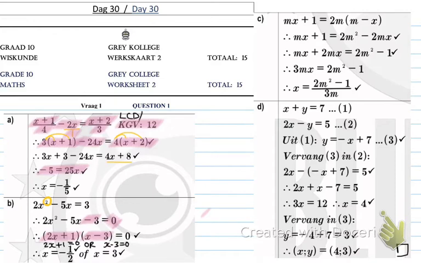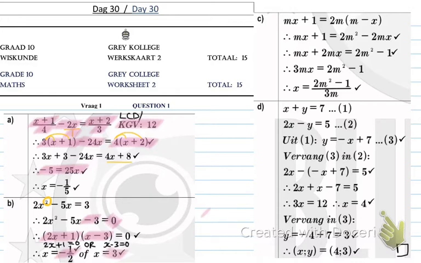Then I set each bracket equal to 0 separately. 2x plus 1 is equal to 0 or x minus 3 is equal to 0. Then I take over the 1, it becomes negative 1 over 2. And I take over the 3, it becomes negative 3 becomes positive 3. Okay, so x is negative half or x is 3.